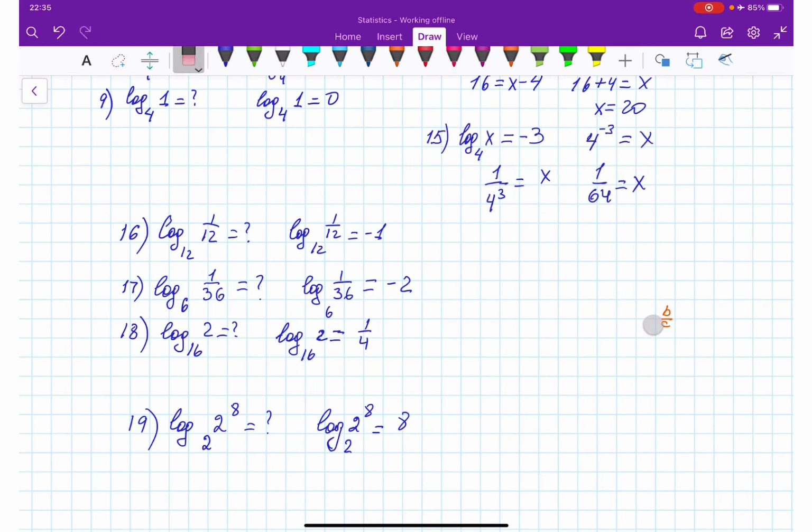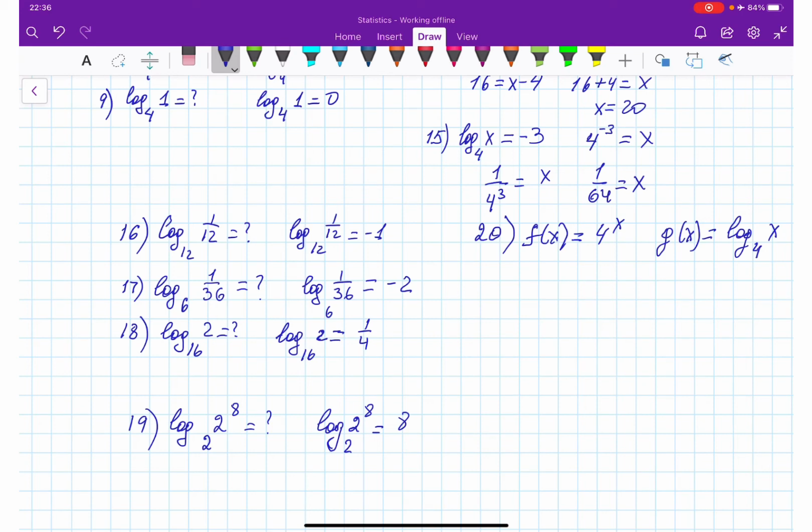Let me clean this. Question number 20. All right, now we are going to graph. So we need to graph f of x is equal to 4 to the power x, and then we need to graph g of x is equal to log x by base 4.